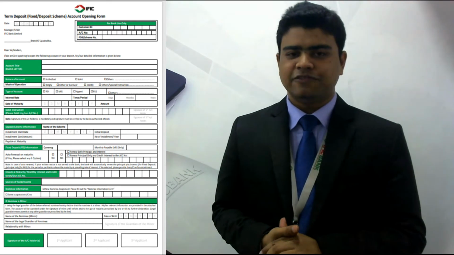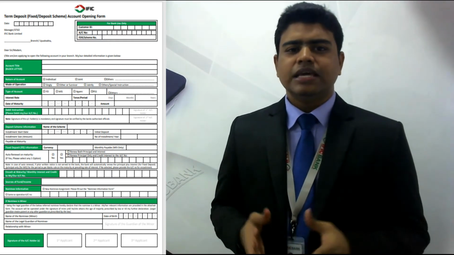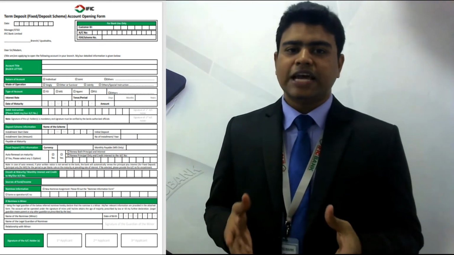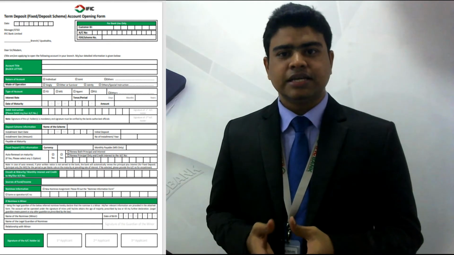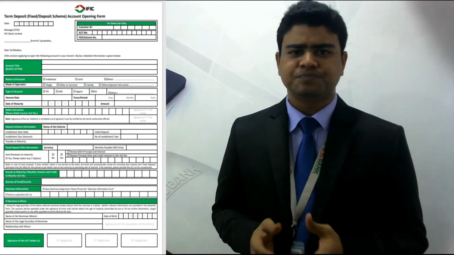Now I am going to discuss the term deposit account opening form. When a customer comes to us to open a fixed deposit scheme or pension saving scheme, then we provide this form to the customer to fill up. In this form, some information must be carefully written down, like nature of account, mode of operation, type of account, interest rate, date of maturity. The customer also has to provide the source of funds and nominee information. And at the end of this form, we get the signature from the applicant.